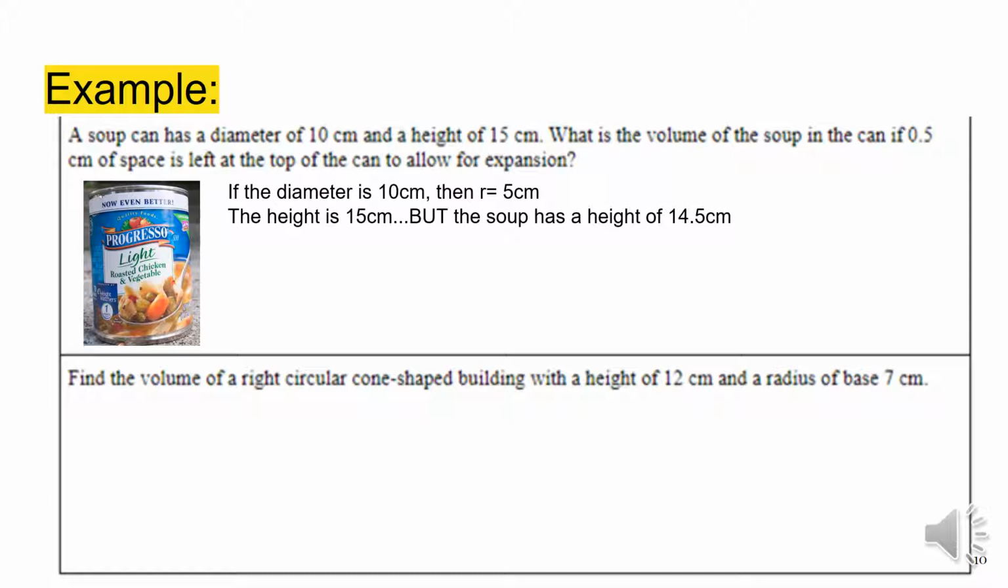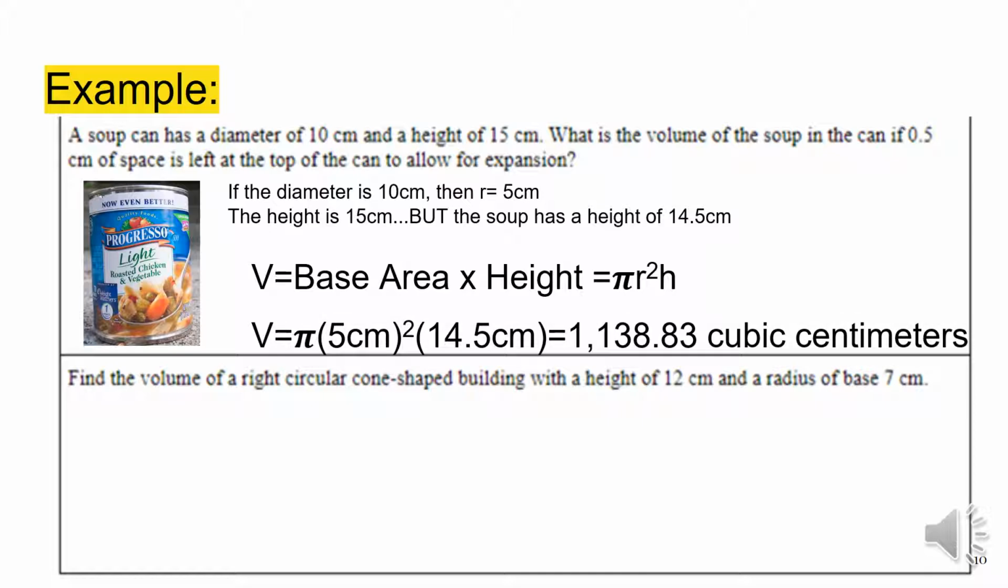So the height of the soup is 15 minus 0.5. So now we have our equation for volume, which is pi r squared h. We've got r and we've got h, so we simply plug it into our calculator, and volume is in cubic units. In this case, it's cubic centimeters.